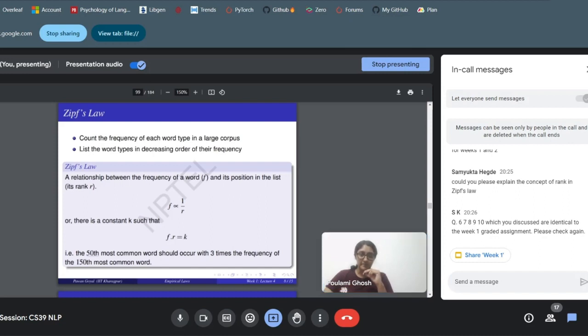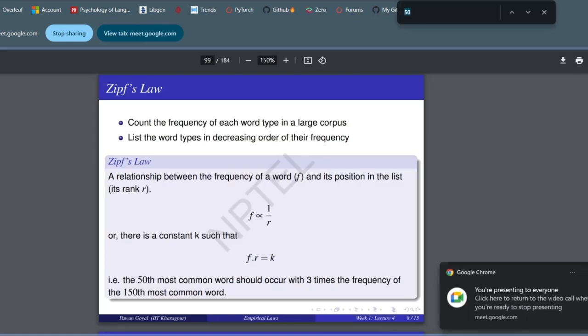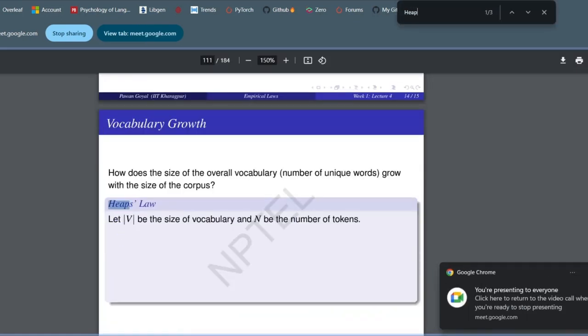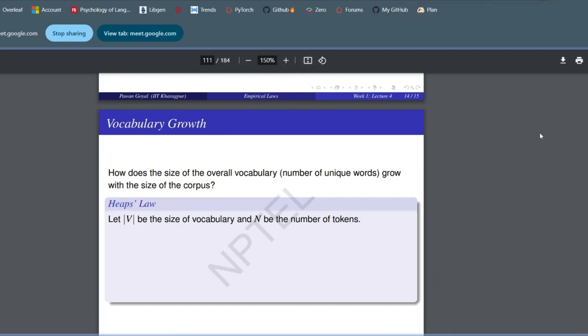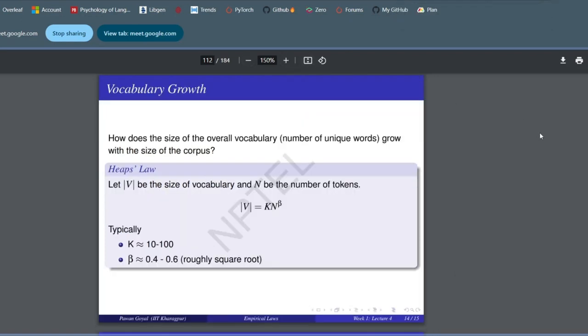Ma'am, can you please explain Heaps' law? Yeah, sure. Just a second, I'll open it up in the slides. It's slide 112.